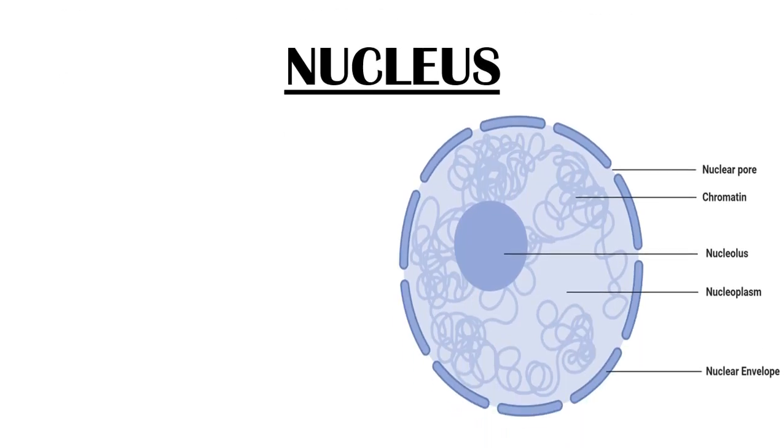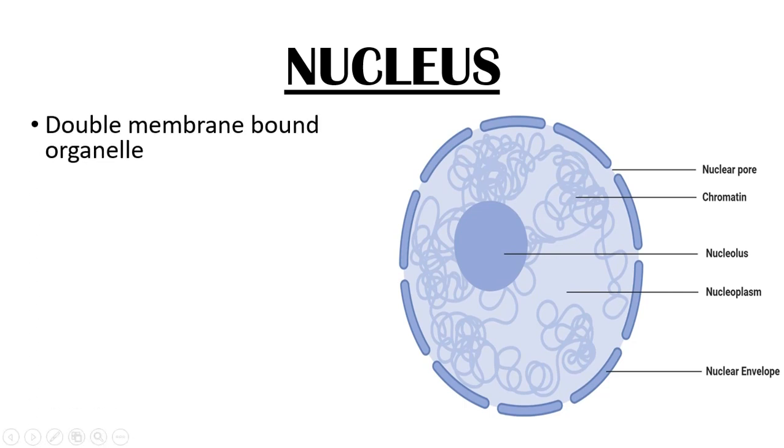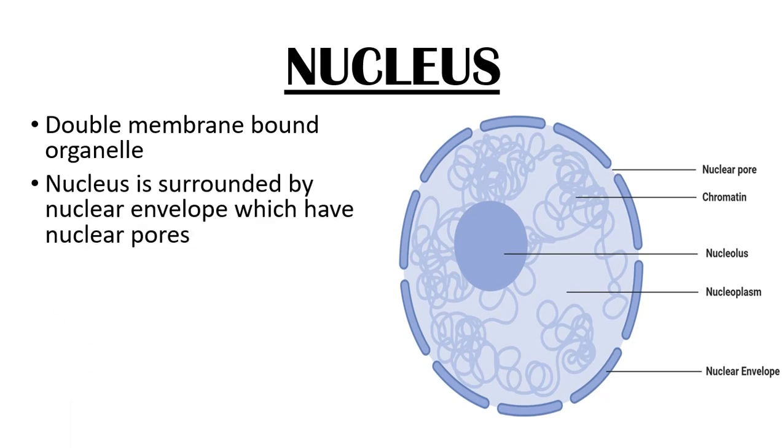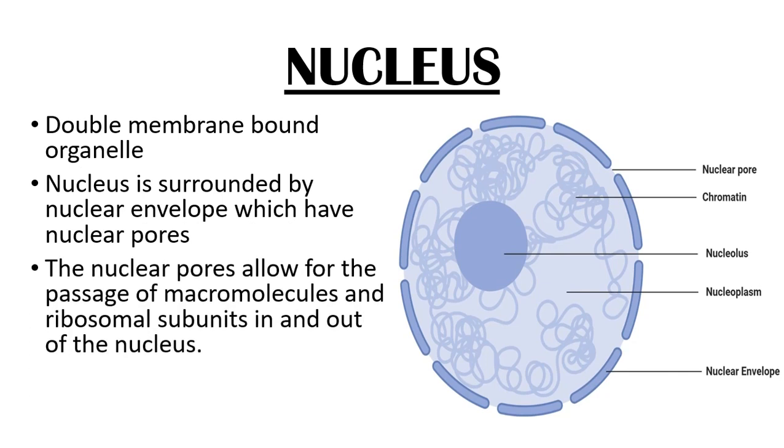So the next part of plant cell, a very important part of plant cell, is the nucleus. Nucleus is a double membrane bound organelle, and nucleus is surrounded by nuclear envelope which has nuclear pores. These nuclear pores allow the passage of macromolecules and ribosome subunits in and out of the nucleus.